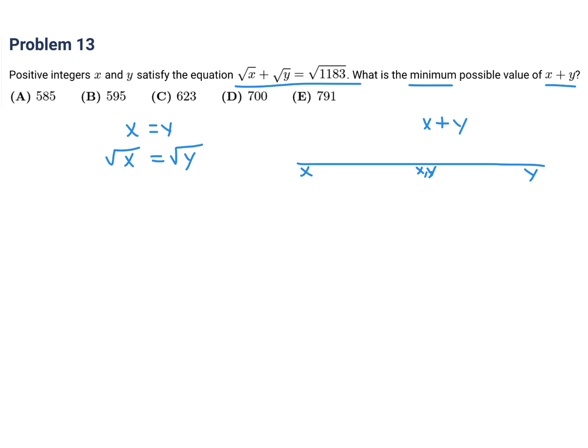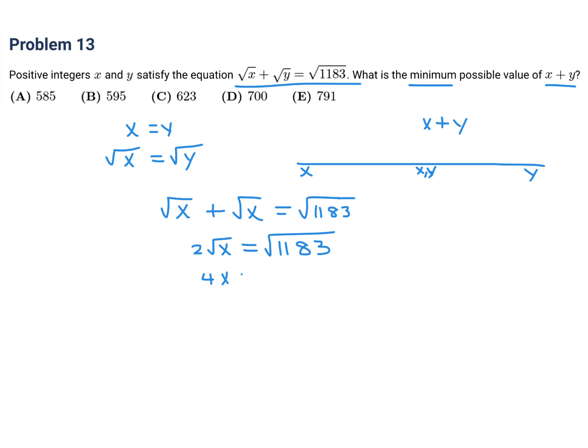And therefore, if we take that equation, we will get the answer we're most likely looking for. So this becomes root x plus root x is equal to root 1183. So that'll be 2 root x is equal to root 1183. And therefore that would be, if you square both sides, 4x is equal to 1183. And then x is equal to 295.75. Okay? And therefore that's also the value for y.